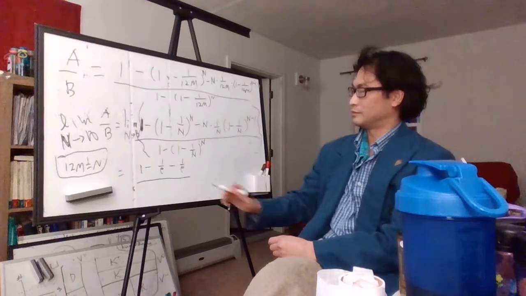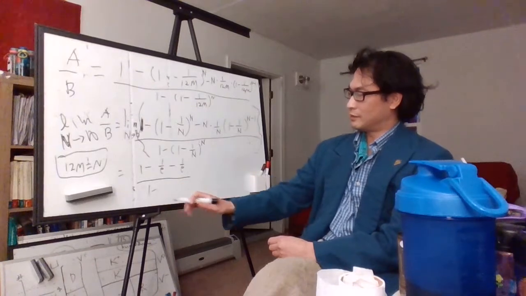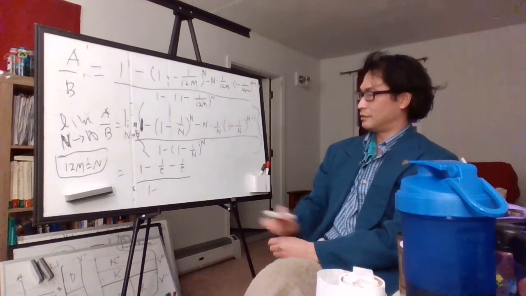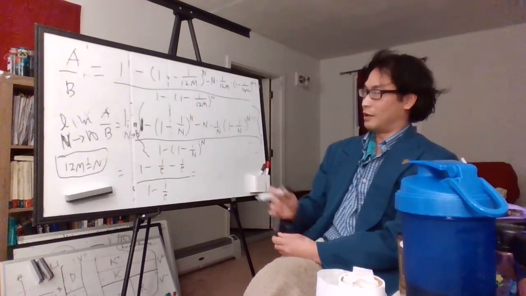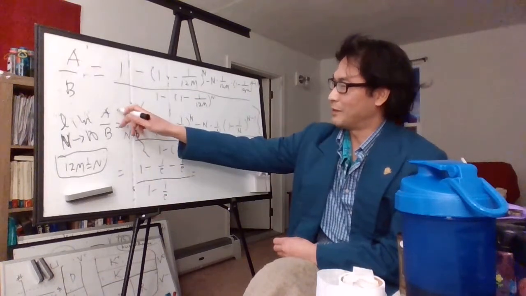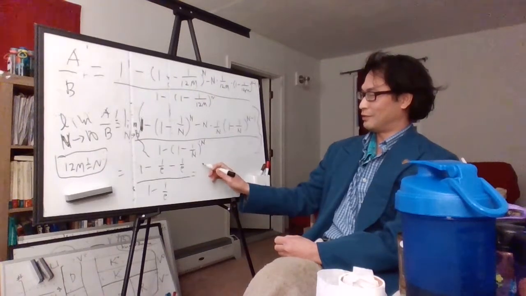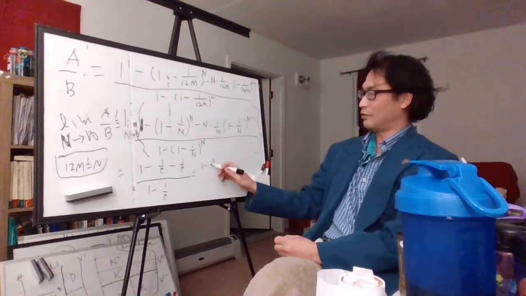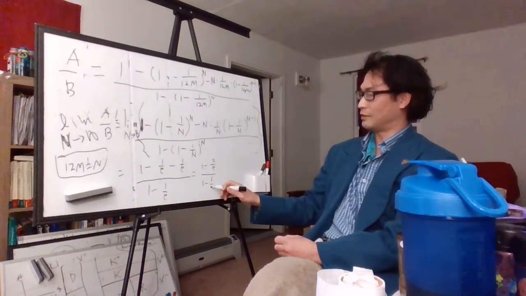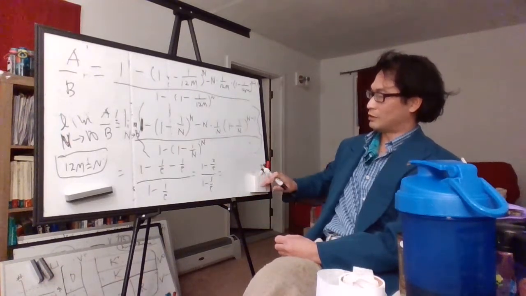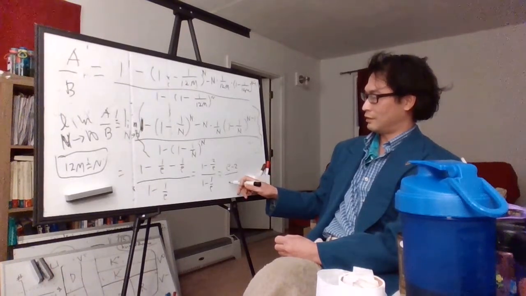Downstairs, 1 minus 1 over e. Okay, so this boils down to, we're going to put an exclamation mark because this is wrong, 1 minus 2 over e over 1 minus 1 over e. You multiply by e, so e minus 2 over e minus 1.